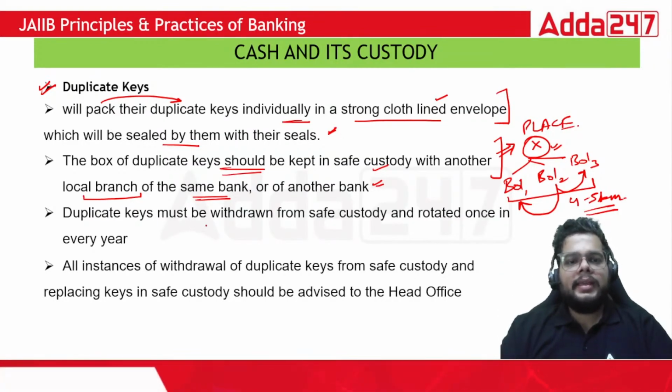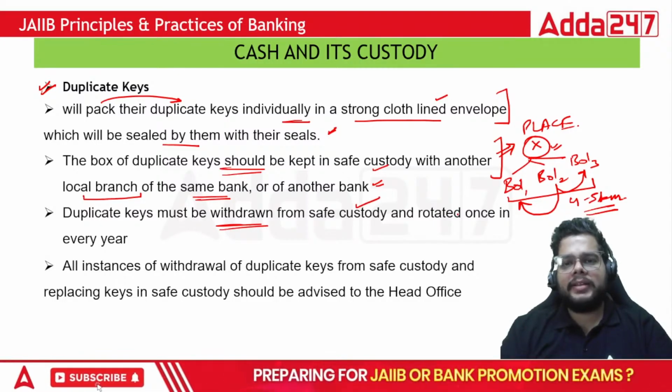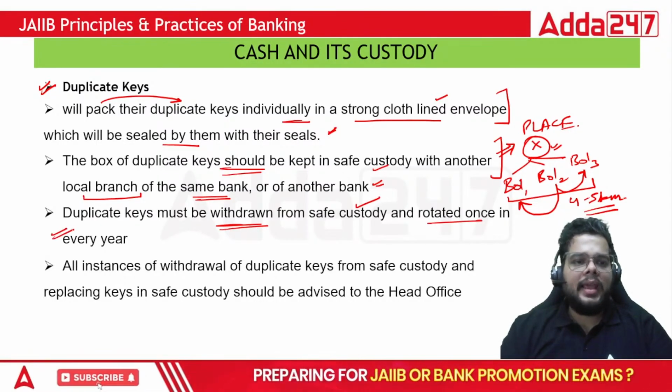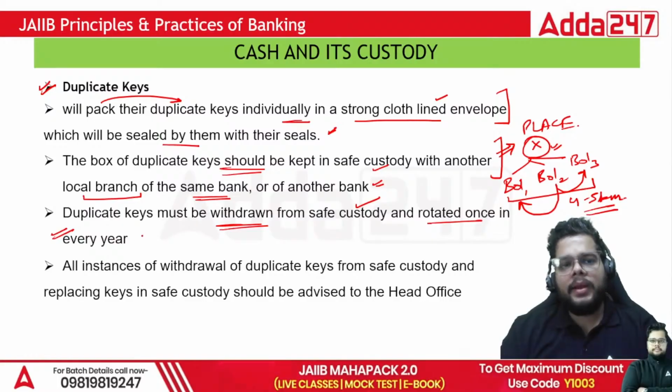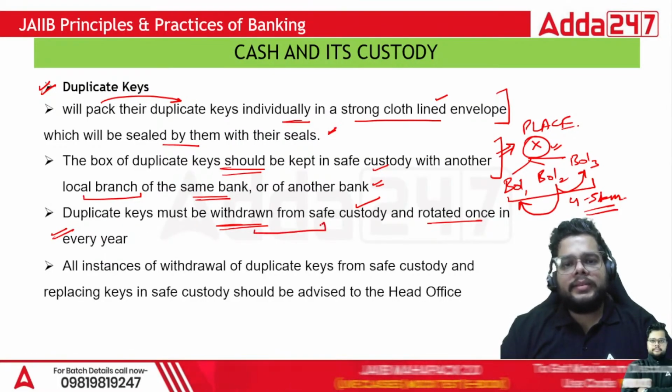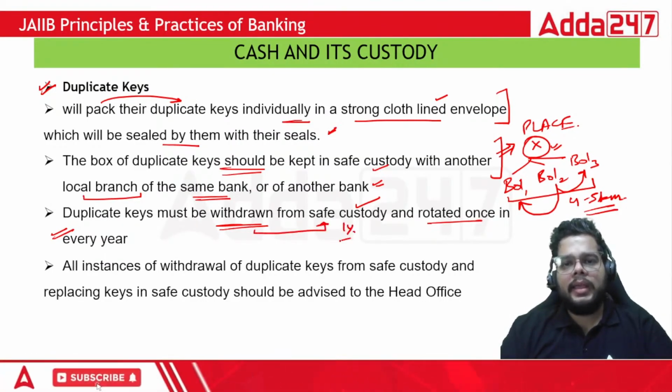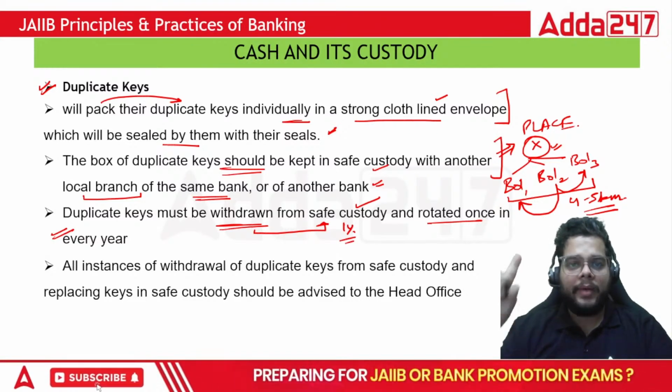The duplicate keys must be withdrawn from the safe custody and rotated once in every year. So always remember, it must be withdrawn from the safe custody within 1 year, and it will be rotated at least once.